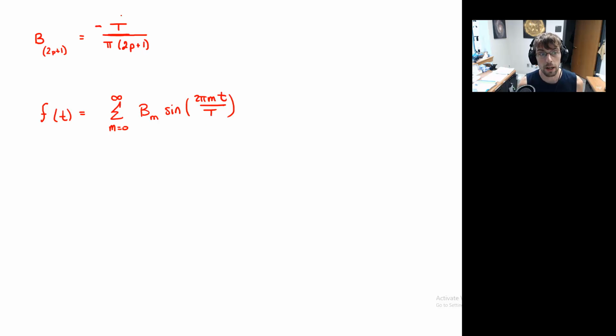Okay. Well, now we've got an expression for the coefficients. So now I'll change my summation index to p. We can write this as p equals 0 to infinity of b_(2p+1). So you notice if I plug in p equals 0, I get b1. P equals 1, I get b3, et cetera. So I could put sine of 2 pi (2p plus 1) t over big T.